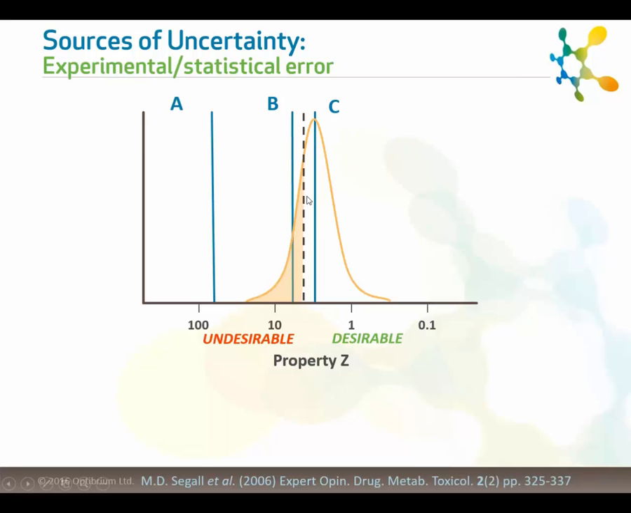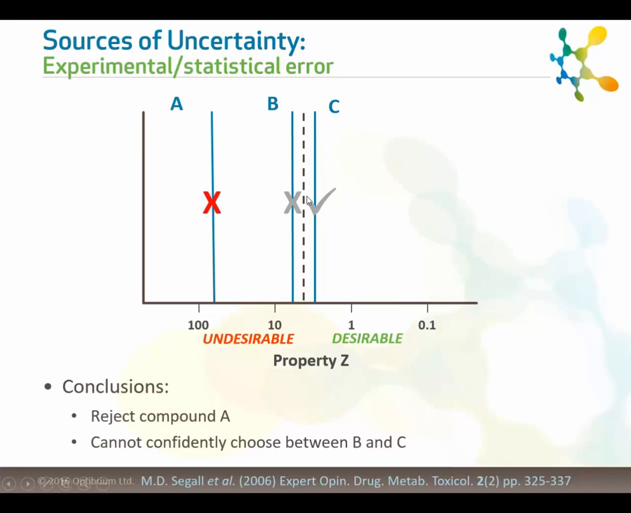And so, in fact, a more appropriate decision is to, yes, reject A with confidence, but accept that we cannot confidently choose between B and C based on the available data. We would need higher resolution information or another criterion to choose between them.